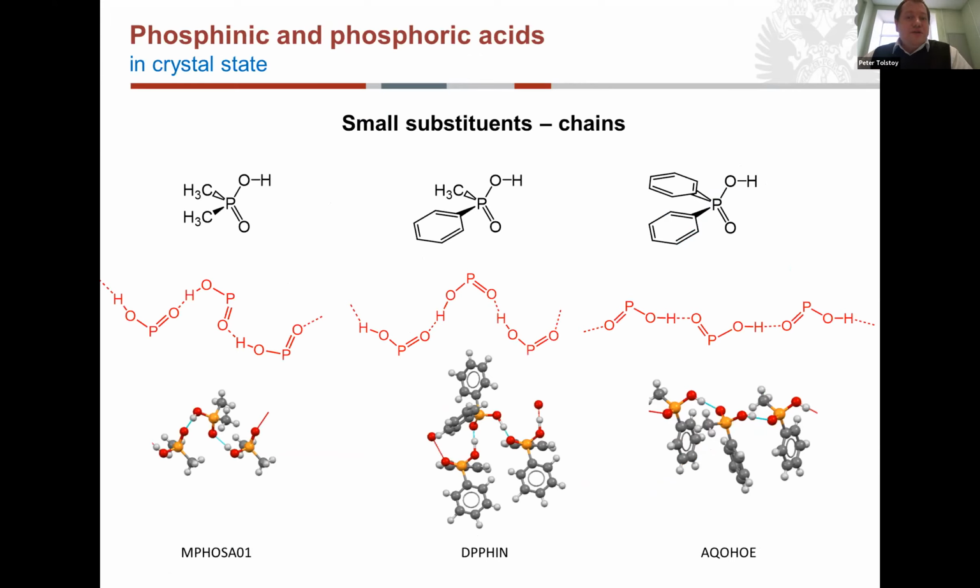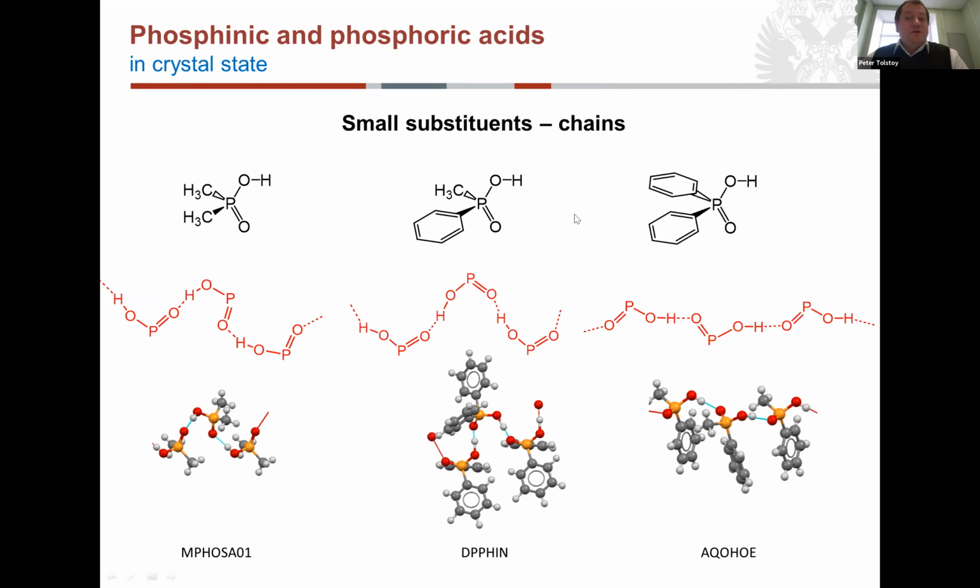It all depends on the size of substituents. If the substituents on the phosphinic acid are small enough, like 2 methyls in this case, then it forms infinite chains of various configurations, but topologically that's an infinite chain. Substituents such as methyl and phenyl, 2 phenyls, they're small enough, and in all cases the molecules crystallize as chains.